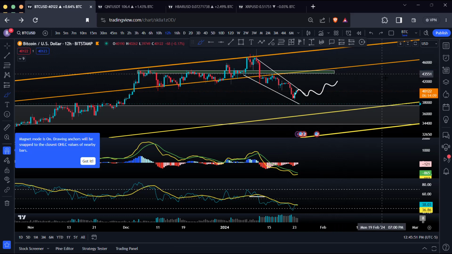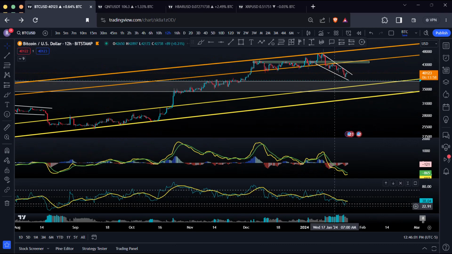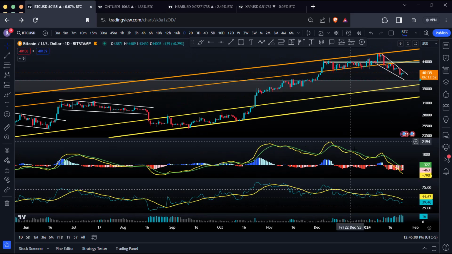Once again, back to here. So because we're preparing for somewhat of a double bottom or even a triple bottom, and it hasn't happened yet, but we're preparing for it just because we're extremely oversold, right? Meaning the RSI is all the way down to the 30 level, even on the 16-hour and the daily.